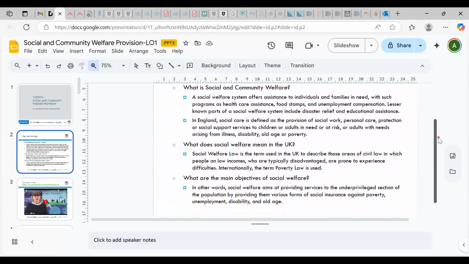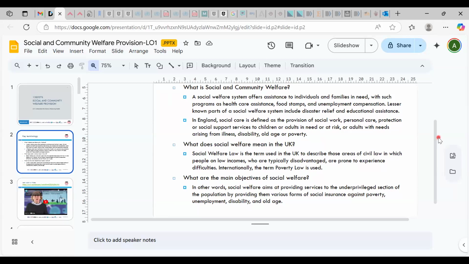So what is social and community welfare provision, or social and community welfare? A social welfare system offers assistance to individuals and families that are in need, with programs such as healthcare assistance. You may have food stamps, unemployment compensation, and for employment support, you may have the job seekers allowance, for instance. Lesser known parts of a social welfare system include disaster relief and educational assistance. This happens only when you need it.